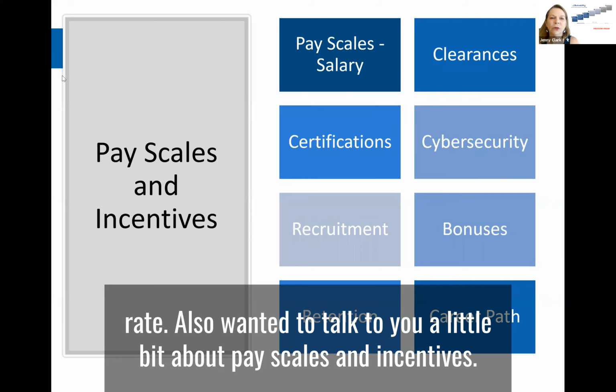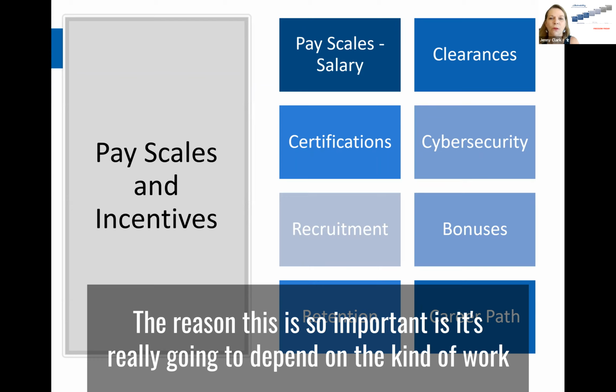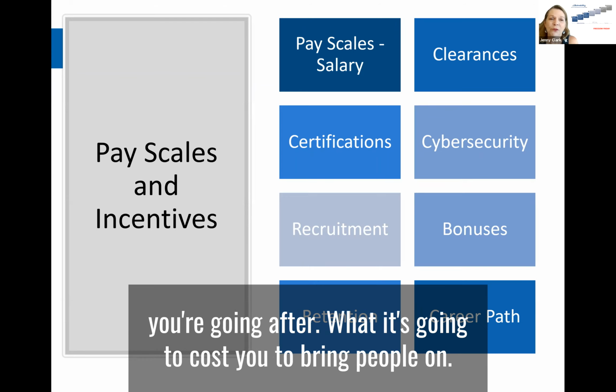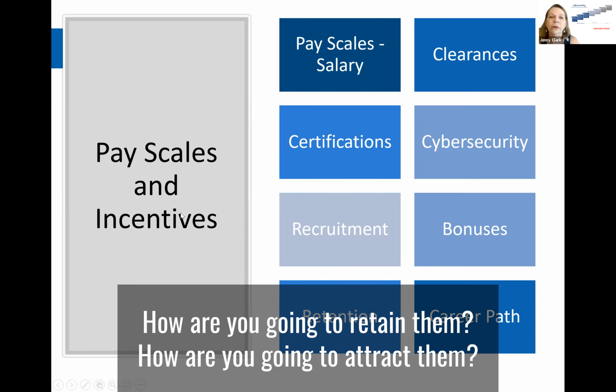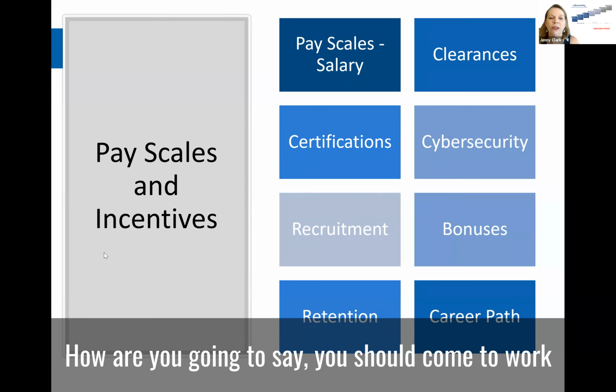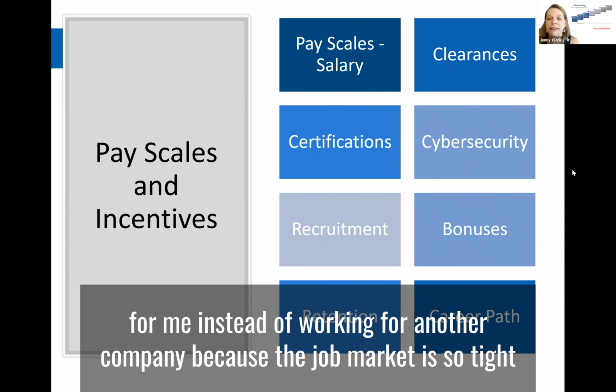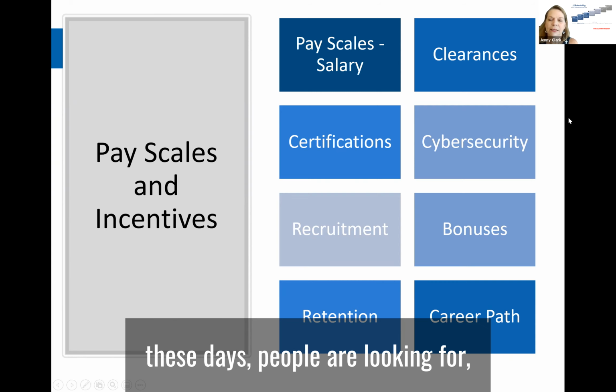I also wanted to talk to you a little bit about pay scales and incentives. The reason this is so important is it's really going to depend on the kind of work you're going after, what it's going to cost you to bring people on, how are you going to retain them, how are you going to attract them, how are you going to say you should come to work for me instead of working for another company, because the job market is so tight these days.